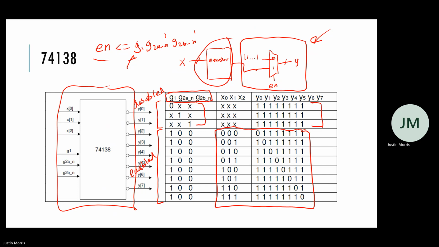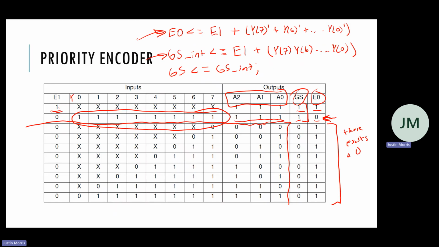Yes, question? It's an output, so we don't use it. It's one of the outputs. Oh, and E1? Yeah, E1 is only needed to define GS and E0.